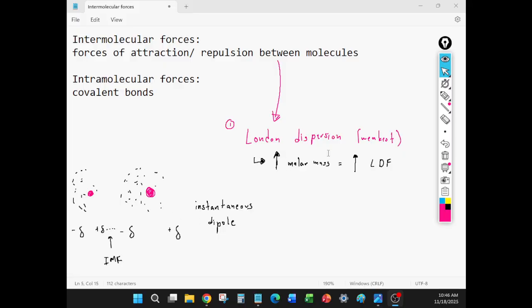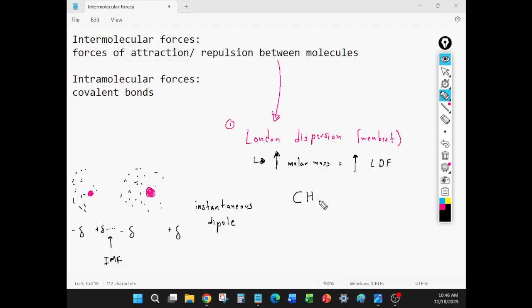Okay, so just to reiterate, London dispersion forces, weakest intermolecular force. The higher the molar mass of a molecule, the more it is affected by these London dispersion forces. And it's caused by these instantaneous dipoles. Okay, so if we were going to compare them, this might be on your exam depending on the version of the test you have. It might ask you, for example, what experiences greater intermolecular or London dispersion forces.